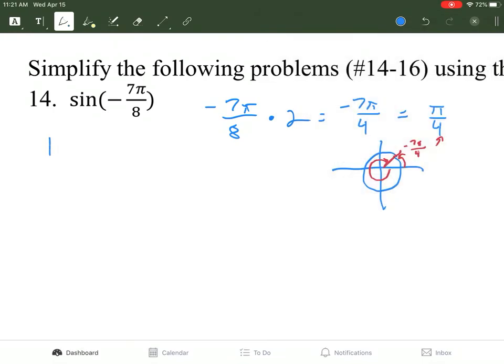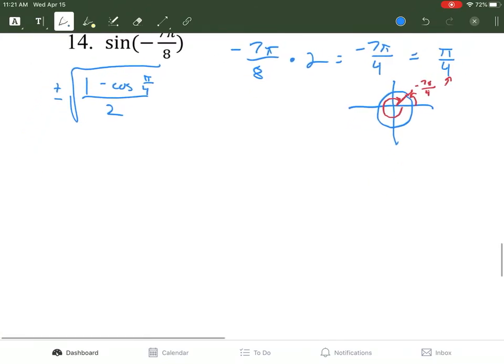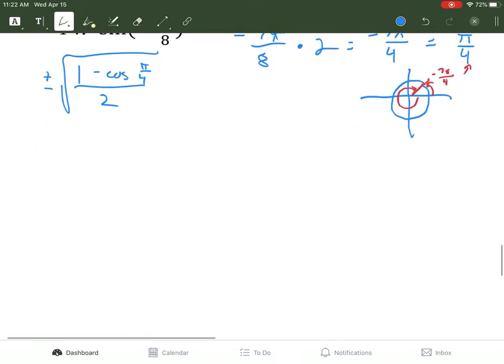We have the square root of 1 minus cosine of pi over 4, divided by 2, with a plus or minus in front of it. If we look at the cosine of pi over 4 on our unit circle, we get 1 minus root 2 over 2, divided by 2, the big square root, and a plus or minus in front of it. On the top of our fraction, we have 1 minus root 2 over 2.